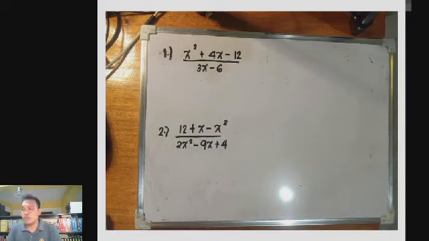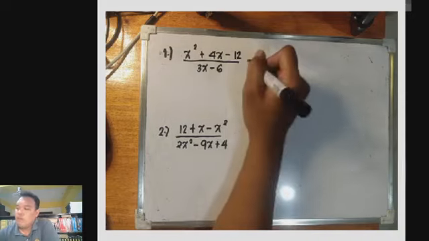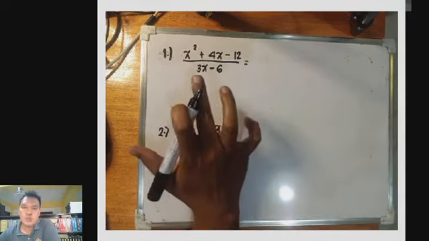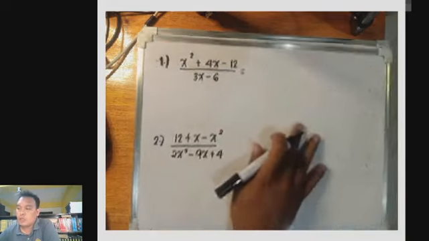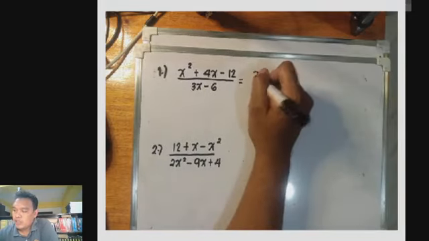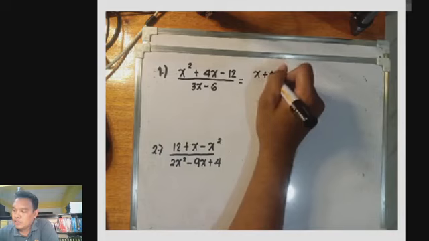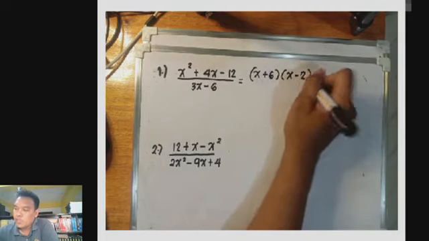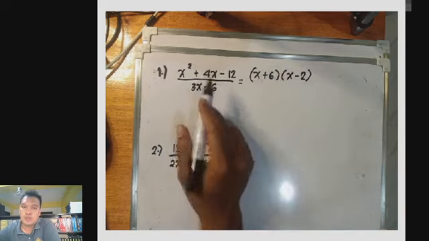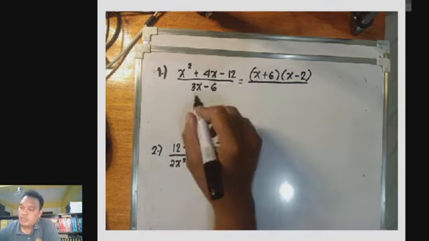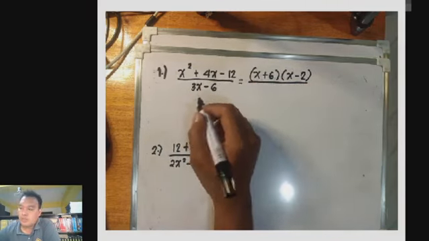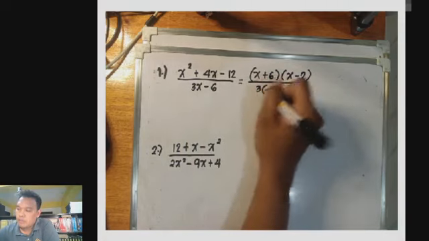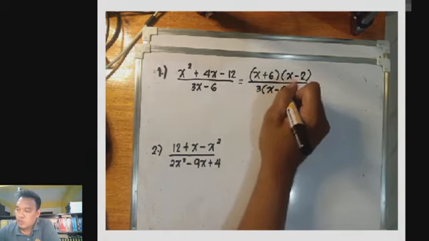Okay, so we have (x squared plus 4x minus 12) all over (3x minus 6). So the factor of our numerator, which is x squared plus 4x minus 12, is (x plus 6) multiplied by (x minus 2). Kapag minultiply mo yan, lalabas po ito, no? All over, pwede nating i-factor out yung 3 dito. So lalabas, we have 3 multiplied by (x minus 2).